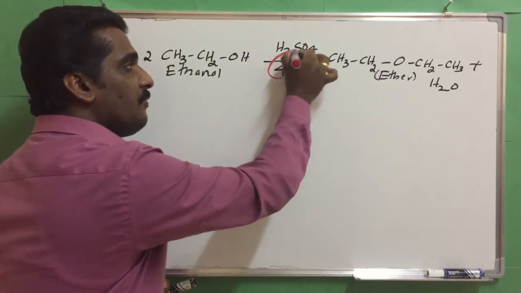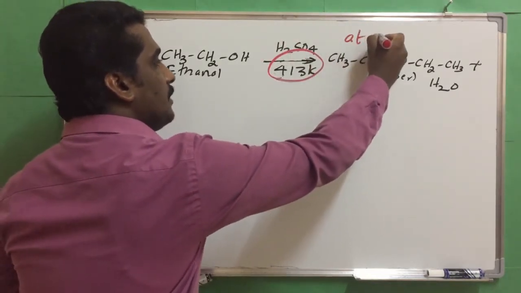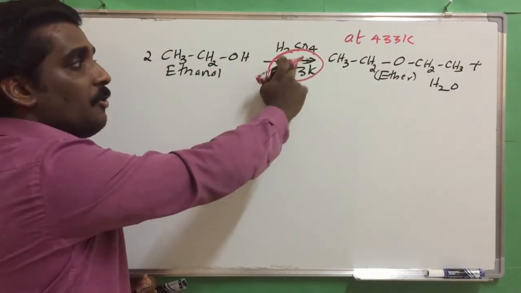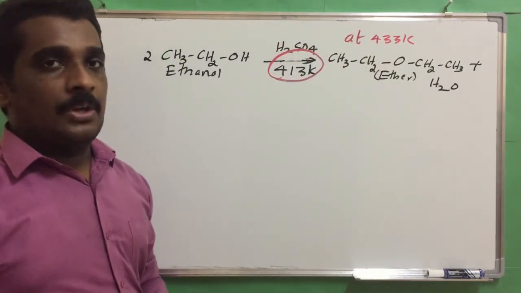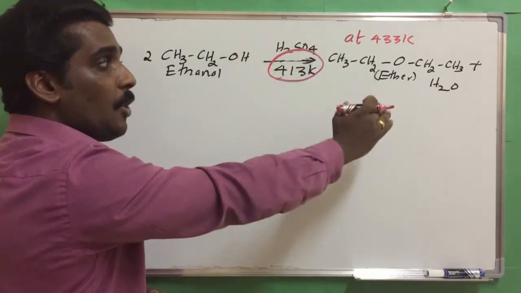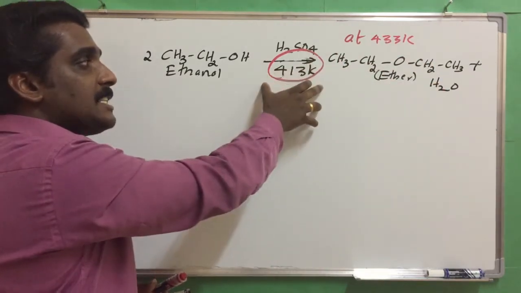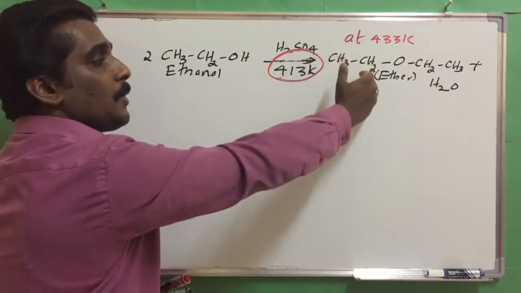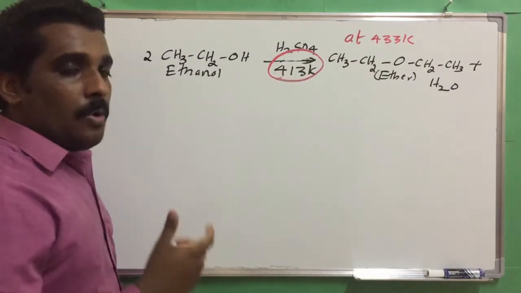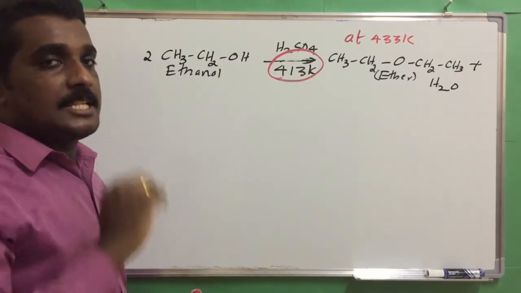Here, the temperature 413 Kelvin is very important because at 433 Kelvin, the same reactant and sulfuric acid form an alkene instead of ether. At 433 Kelvin, ethanol undergoes dehydration in the presence of sulfuric acid to form ethene. Alkene will be the product. So the temperature is important. Don't write 433, the product will be different. So write 413 Kelvin. Then, as I already said, the real path of this reaction, the mechanism, involves mainly three steps.